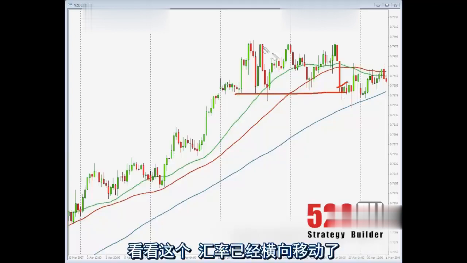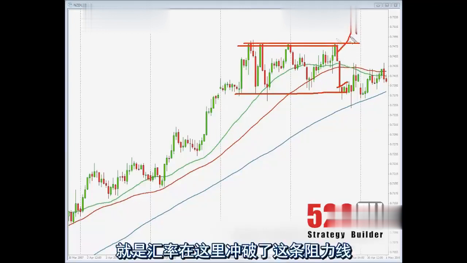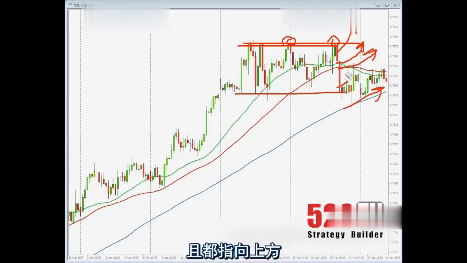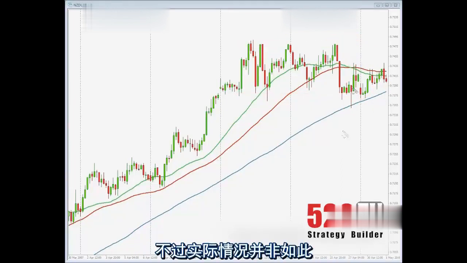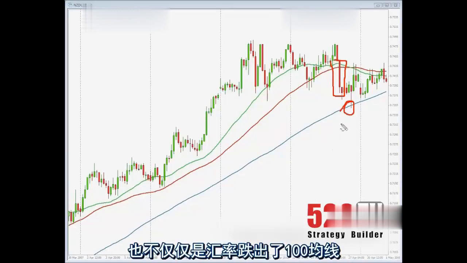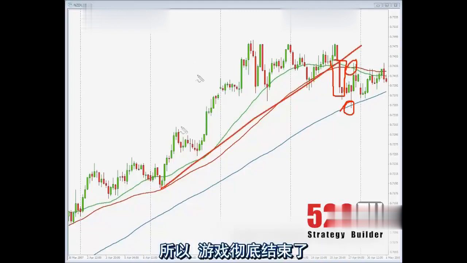Have a look. We're ranging already. The only way we would consider searching for a long entry here is if we broke above this triple top once again, and the moving averages began falling in place in order again, pointing in the same direction, etc. This is not the case, though. Okay, this is not the case. Not only price plummets down across the 50, not only it breaches the 100, we get a crossover. That's it, the party's over, guys.